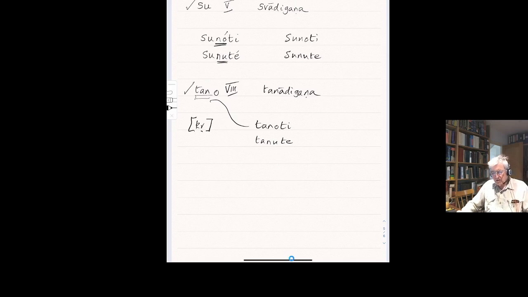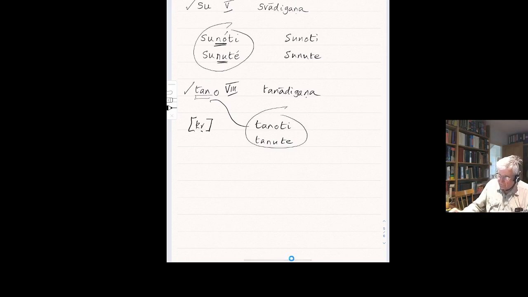So when they conjugate, if you didn't happen to know, look, sunoti, sunte, tanoti, tanute, which class do they belong to? Well, from looking just at these forms of the verb, you wouldn't know. That's why you can lump them together. The tan class, with the exception of kri, which I'll deal with in a moment, has already got the N that the su class adds in. Otherwise, they are identical.